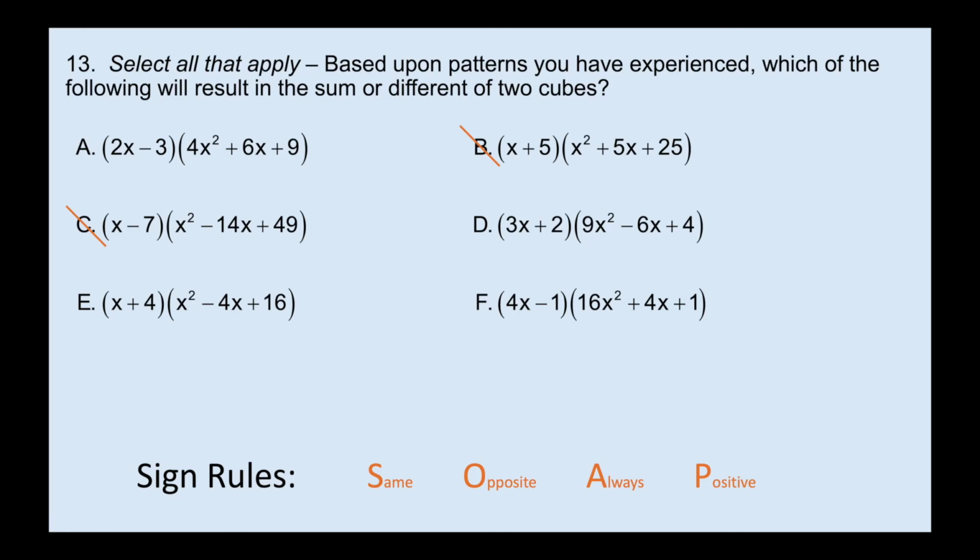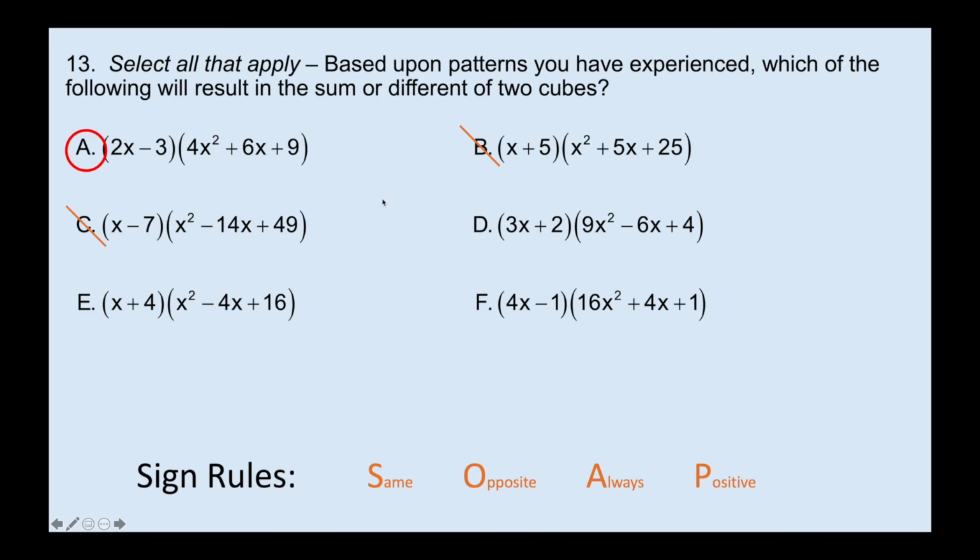Now I want to look at the patterns here. This one squared should give me this. This one, 3 squared should give me 9, and it does. Then also for this middle term, it comes from 2x times 3. That does give me 6x, so I know that A is going to work. For D, 3x squared is going to give me 9x squared. 2 squared is going to give me 4. And then once again, that middle term is the product of 3x and 2, giving me that 6x.